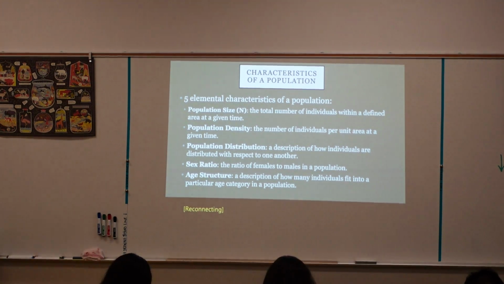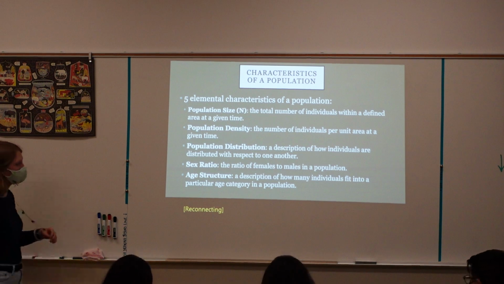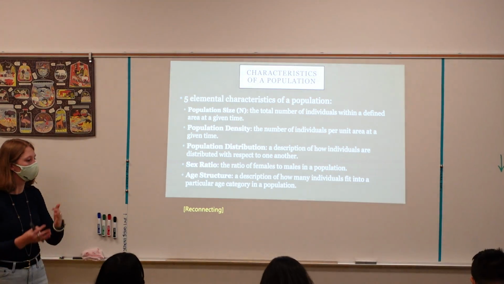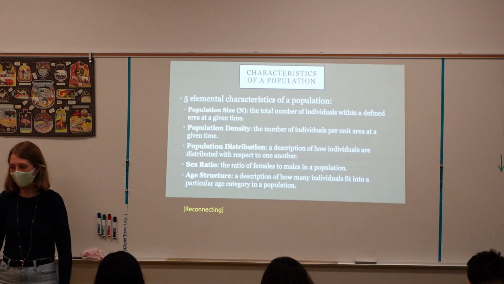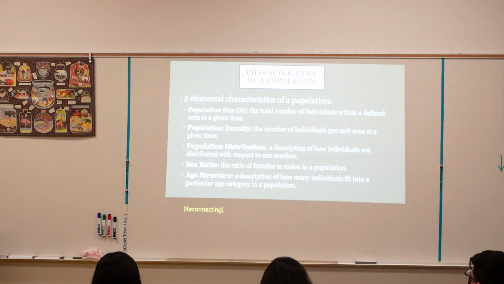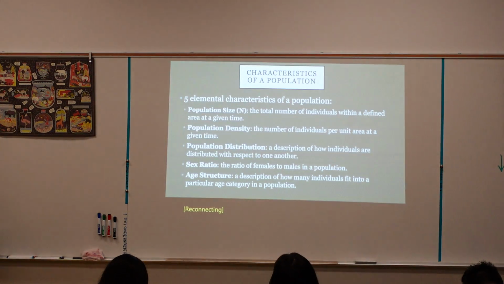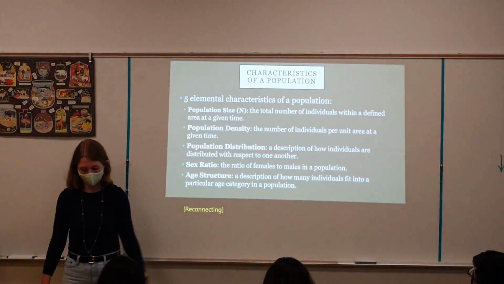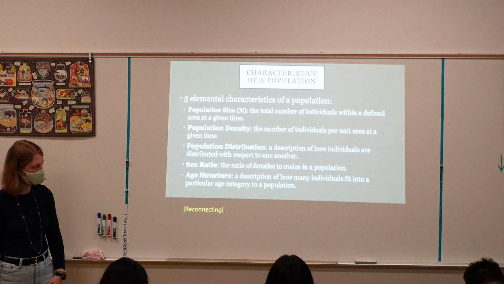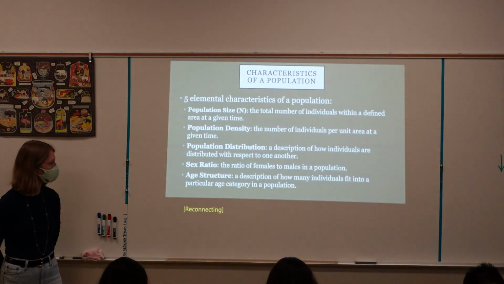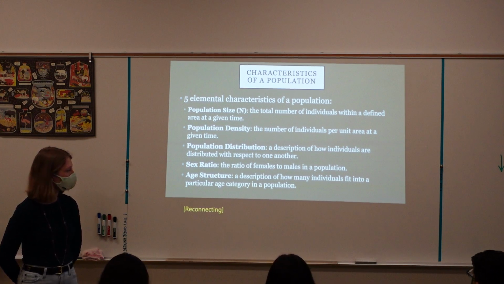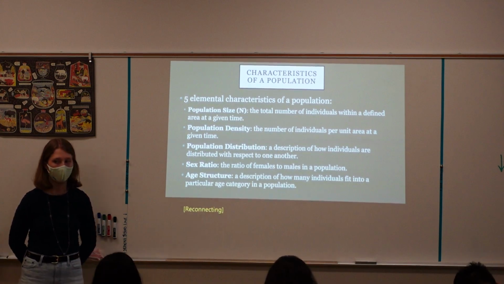Our third one is population distribution. So a description of how individuals are distributed with respect to one another. So that's either how spread out are they, how close are they. And I have images on subsequent slides for these to show you the visuals as well. And then we have our sex ratio, which is the ratio of females to males in a population. And then we have our age structure, which is a description of how many individuals fit into a particular age category in a population.